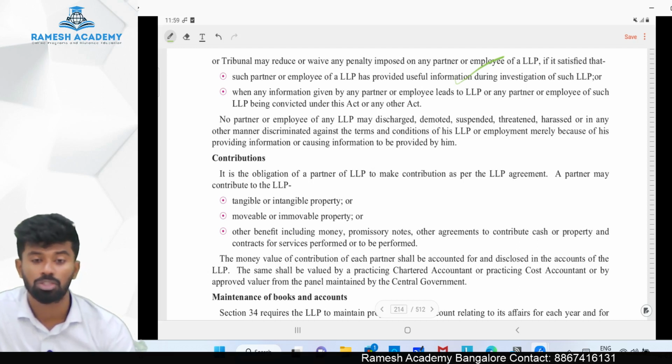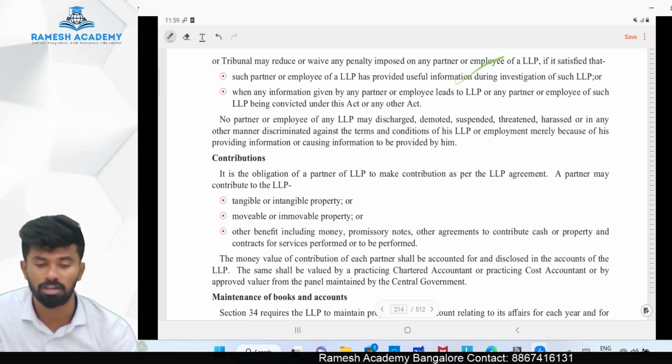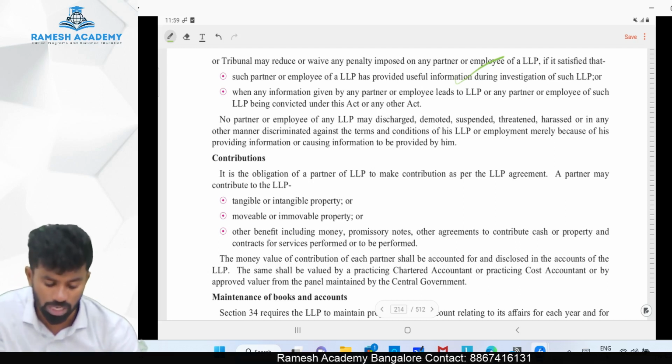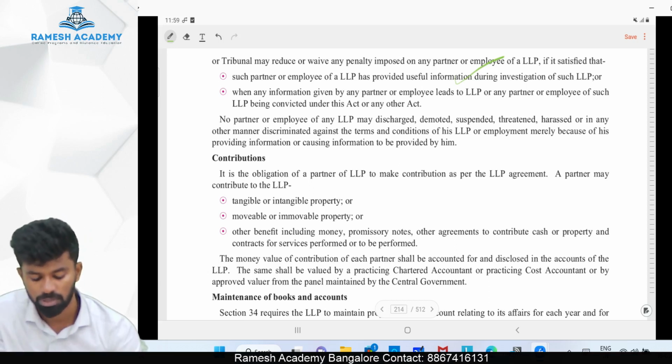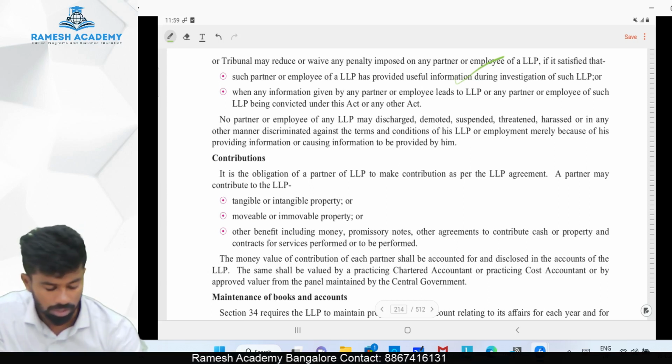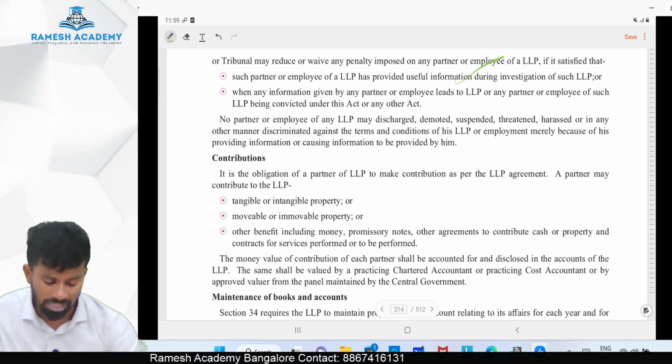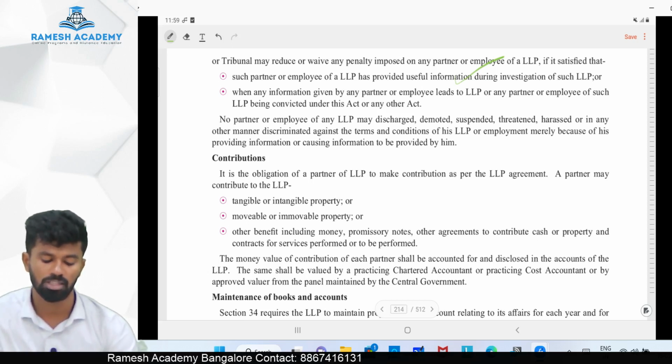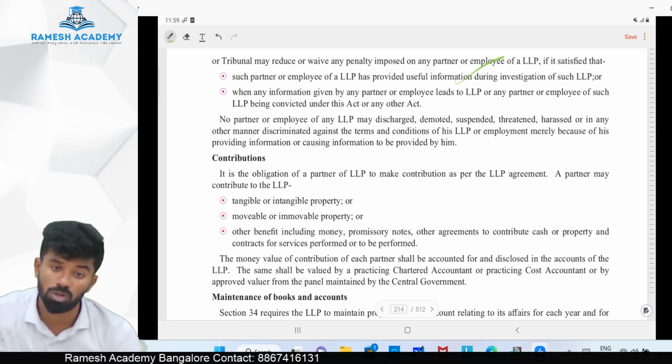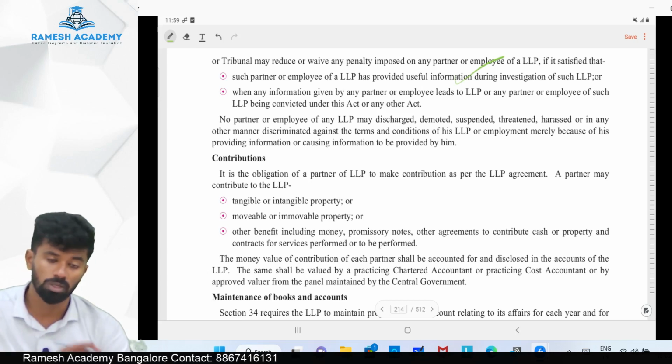No partner or employee of an LLP may be discharged, demoted, suspended, threatened, harassed, or in any other manner discriminated against in the terms and conditions of the LLP just because he has given information. If they do, it is illegal.